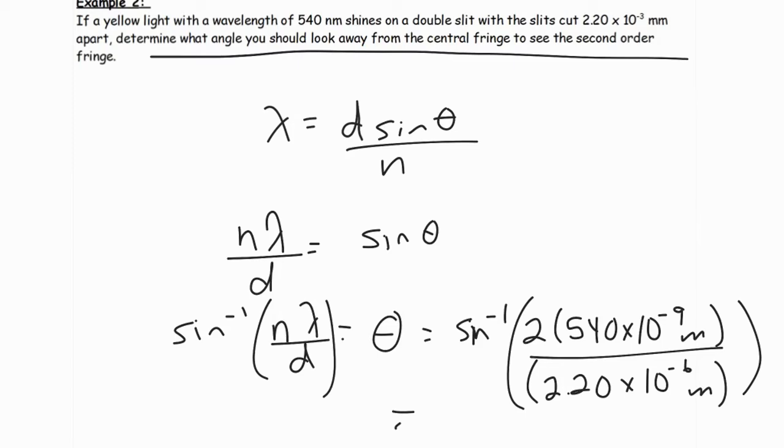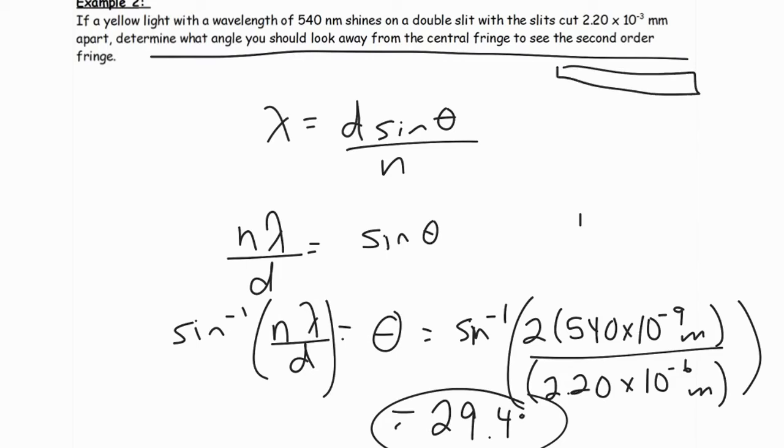So I'll put that in my calculator. Sine to the negative 1 of 2 times 540 times 10 to the negative 9 divided by 2.20 times 10 to the negative 6. And I get 29.4 degrees. So if I have my slits here and my screen here, I would have to look off at an angle of 29.4 degrees to see that second order bright spot.